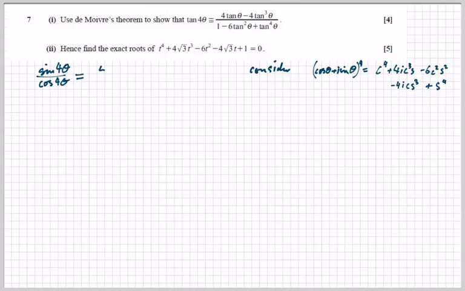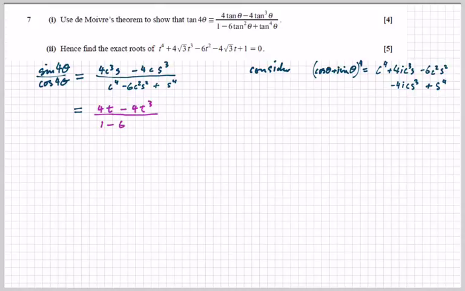The numerator of tan 4 theta is going to be the imaginary part of the expression we've just written, which is 4 cos cubed theta sine theta minus 4 cos theta sine cubed theta, all over the real part of that expression, cos to the 4 theta minus 6 cos squared theta sine squared theta plus sine to the 4 theta. Now, if we divide top and bottom by cos to the 4 theta, you get the expression you want: 4 tan theta minus 4 tan cubed theta, all over 1 minus 6 tan squared theta plus tan to the 4 theta.